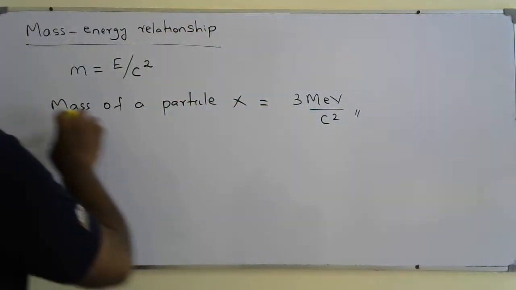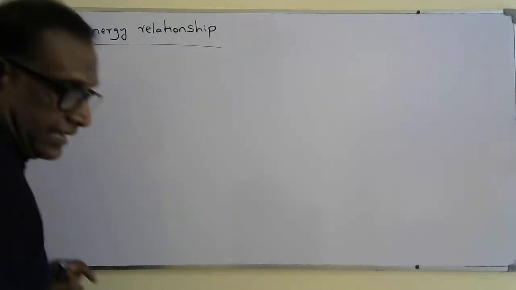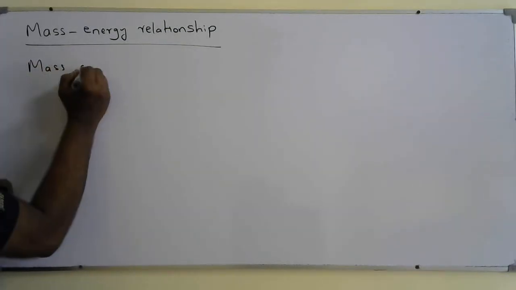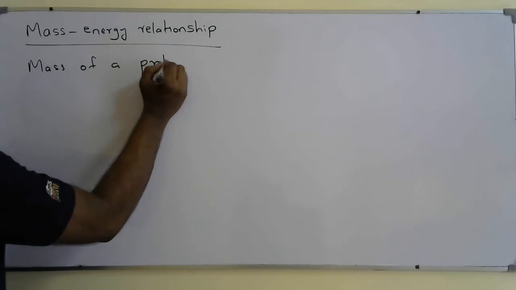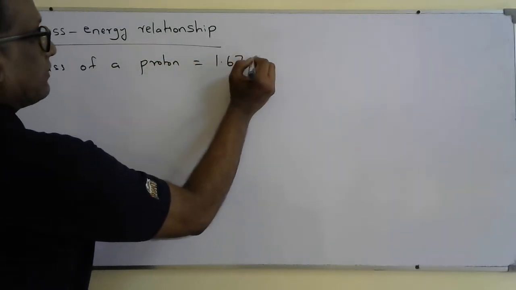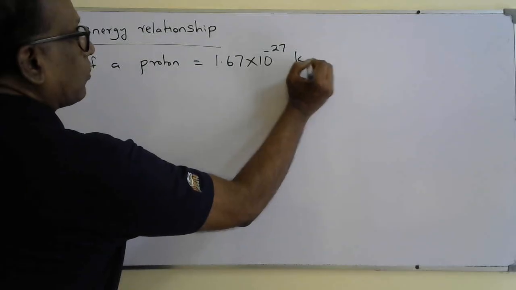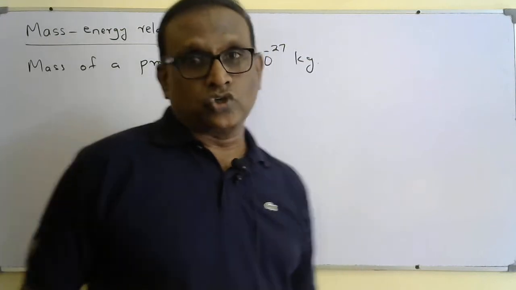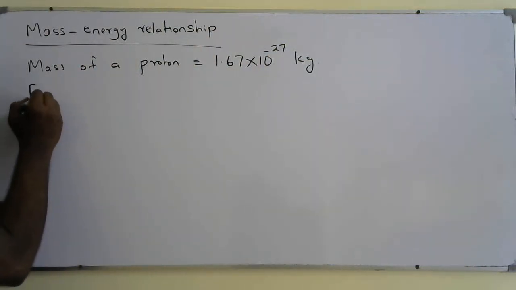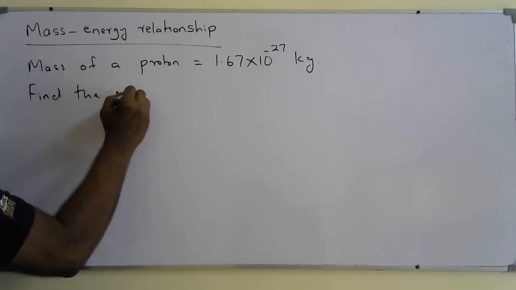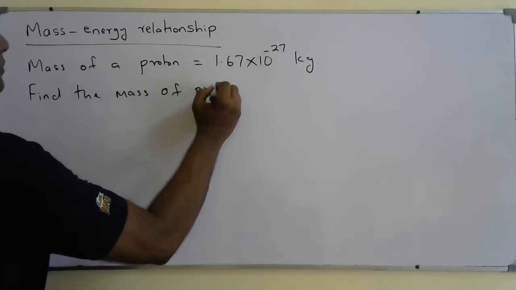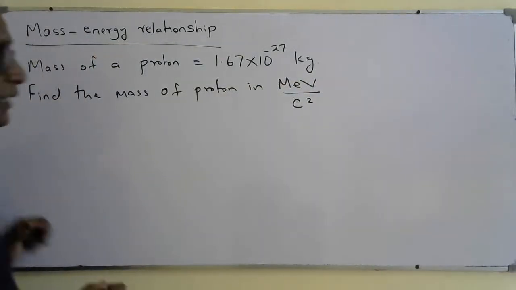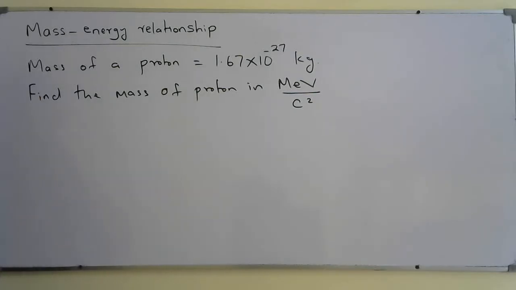So for example, the question could be like this. They can ask for the mass of a proton. The mass of a proton is given in the data sheet as 1.67 times 10 to the power minus 27 kilograms. They can ask to write this mass in terms of mega electron volt over C squared. Find the mass of the proton in mega electron volt over C squared. How do we answer this question?